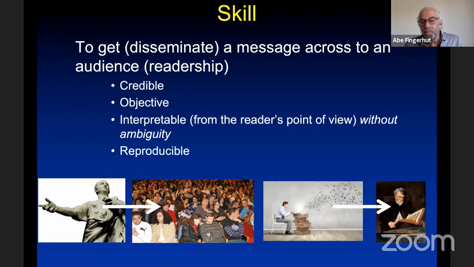The message has to be reproducible. Now, what does that mean? That means that everything we describe has to be not only clear, objective, interpretable without ambiguity, but the facts have to be described in such a way that if I want to do the same experiment, if I want to reproduce it, I have all the information that I need to do so. Nothing is missing. Everything is there.